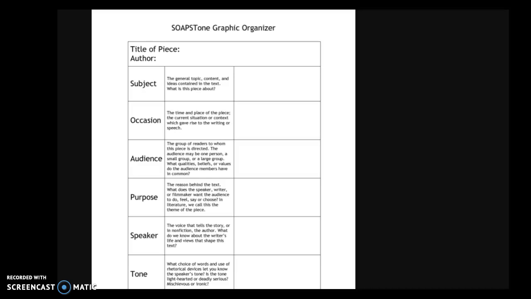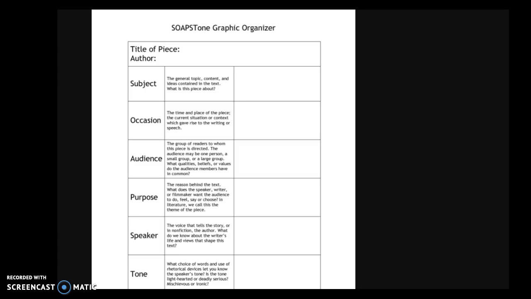Today I'm going to show you the Soapstone Graphic Organizer. This is a reading technique that students can use while they are reading through a text. For my personal lesson, we are using this graphic organizer in order to dive deeper into the Bill of Rights, which is our text for the lesson.